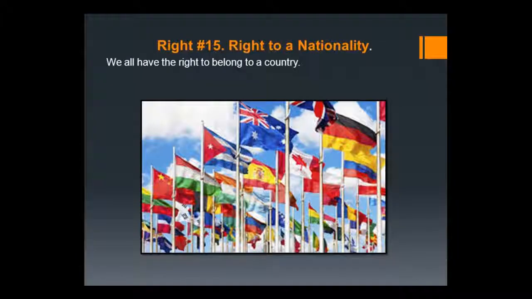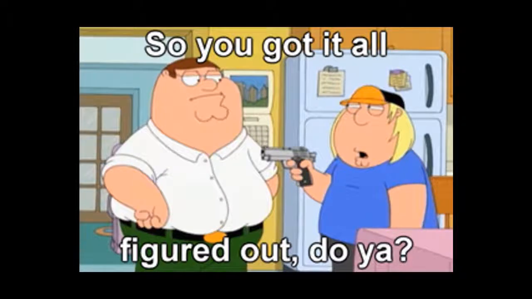Interestingly enough, the right to belong to a nation and having a nationality is one of the 30 human rights in the Universal Declaration of Human Rights. So in summary, individual identity is what makes you unique. Collective identity is belonging to a group. Clear enough? Okay, let's move on.